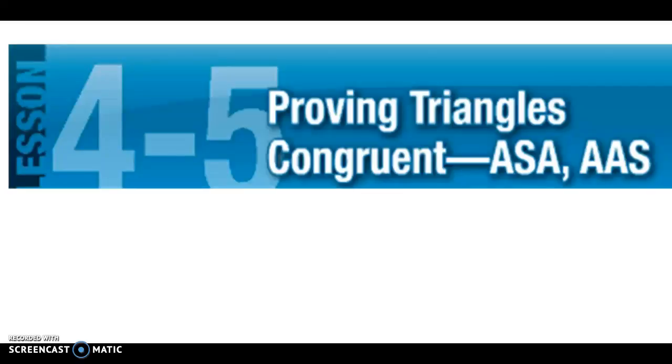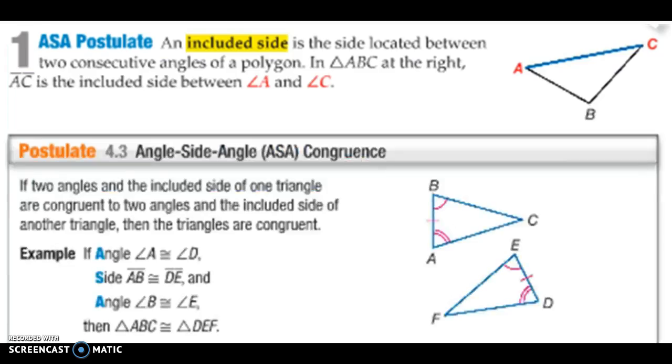Hello, today we're going to be talking about section 4.5, which is on proving triangles congruent using angle side angle and angle angle side. So we've already talked about what's called an included angle, and so the opposite would be an included side. It's the side located between two consecutive angles. So if we have angle A and angle C, AC would be considered the included side.